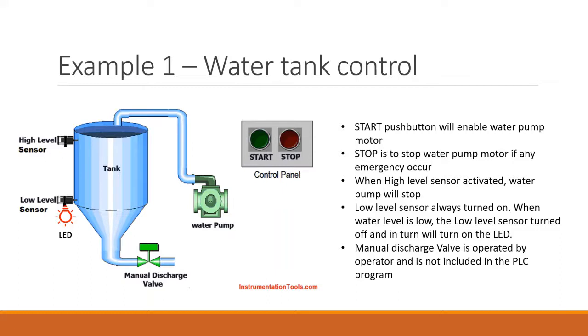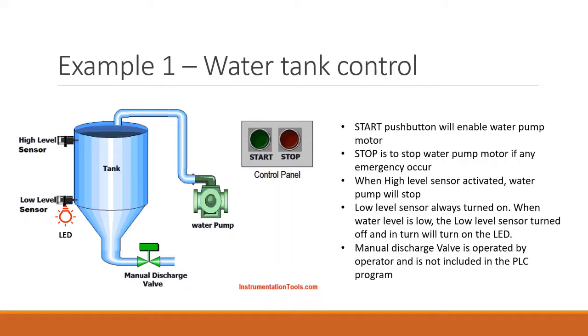And this is the description of the process. So a start push button will enable the water pump motor. The start button is actually a push button, you have to remember that. So when you push the start push button, it will turn on the water pump. And the stop button is to stop the water pump motor if any emergency occurs. And when the high level sensor is activated, the water pump will stop.